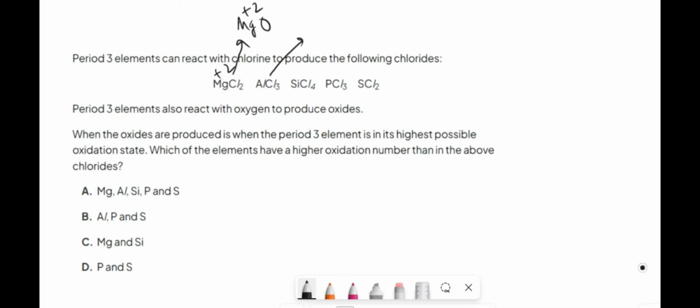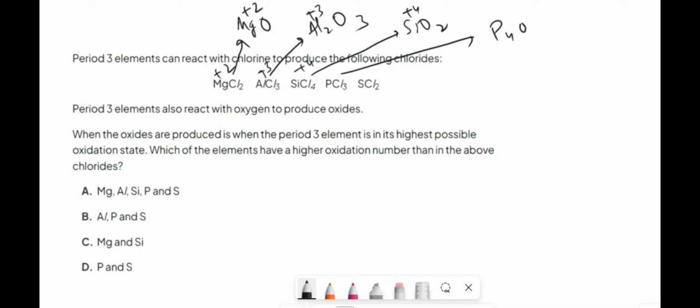If I look at the aluminium oxide, it is Al2O3. The oxidation state of aluminium is +3. Here also it is +3, so they are the same. For silicon oxide, SiO2, the oxidation state of silicon is +4. Here also it is +4, so they are the same. In PCl3, the oxidation state of phosphorus is +3, but phosphorus forms P4O10 where it is +5. So we can see that there is a higher oxidation state in its oxide for phosphorus. Phosphorus is one of the elements.